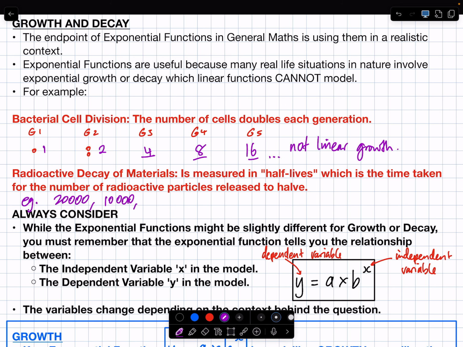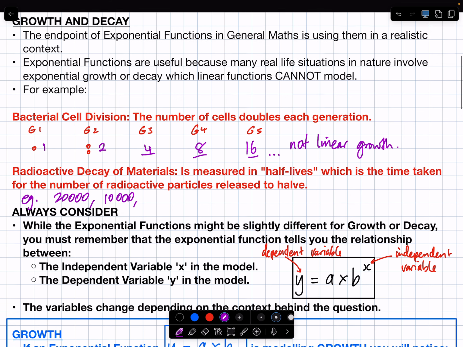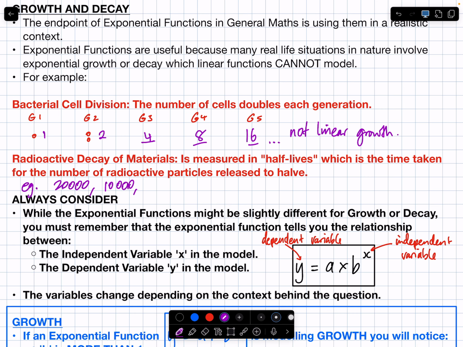Radioactive decay of materials is measured in half-lives, which is a term to say it's the time taken for the number of radioactive particles that are coming out of the thing to halve each time. So if there was 20,000 radioactive particles, maybe it might take a day to go down to 10,000. And then it might take another day to go down to 5,000. And it might take another day to go down to 2,500, etc. That's not linear either. That's decaying like this.